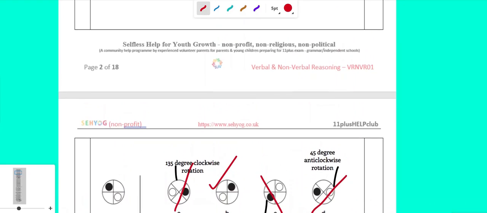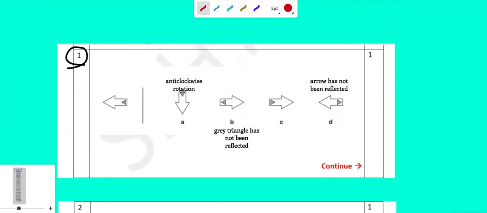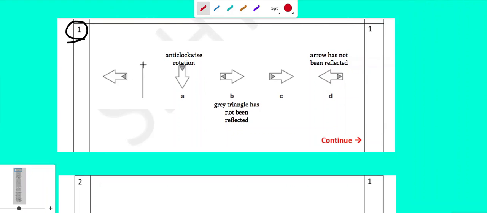Moving on to the last question of the paper, that is our question number 1. Here, if we take a look at question number 1, what is the figure here? It is an arrow facing towards the left hand side with a gray triangle which is also facing towards the same direction. So let us look at its reflections, that which one matches it. A does not match it because it is an anti-clockwise rotation, so no. In B, the gray triangle has not been reflected, so no, therefore B is also not the correct option.